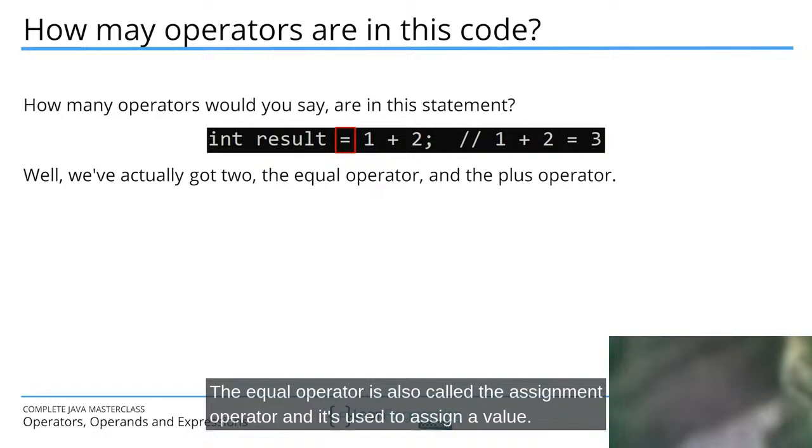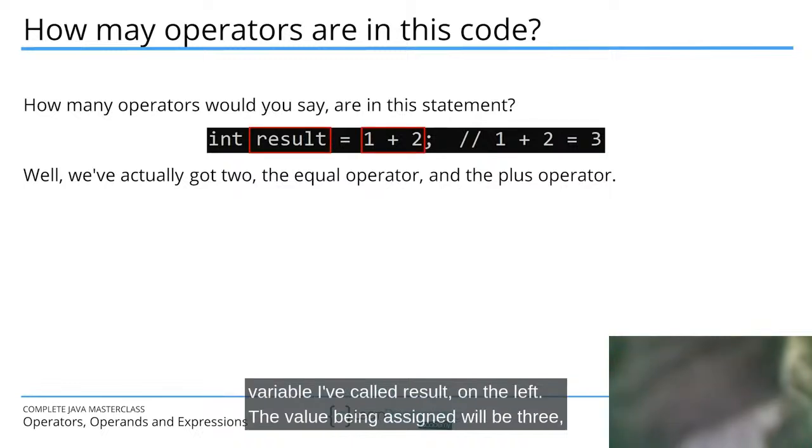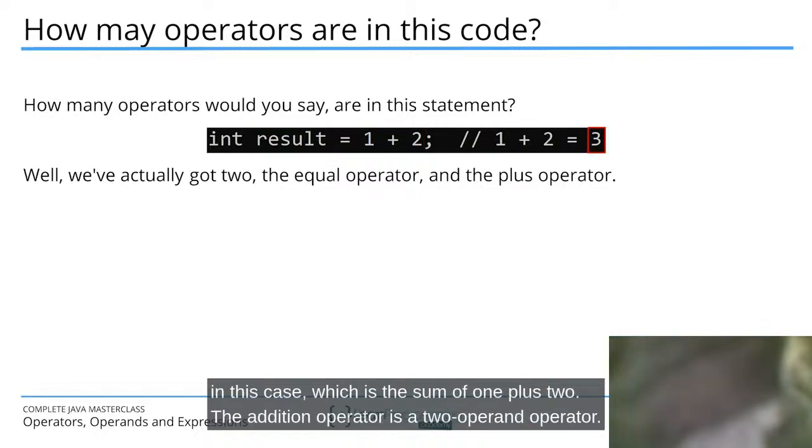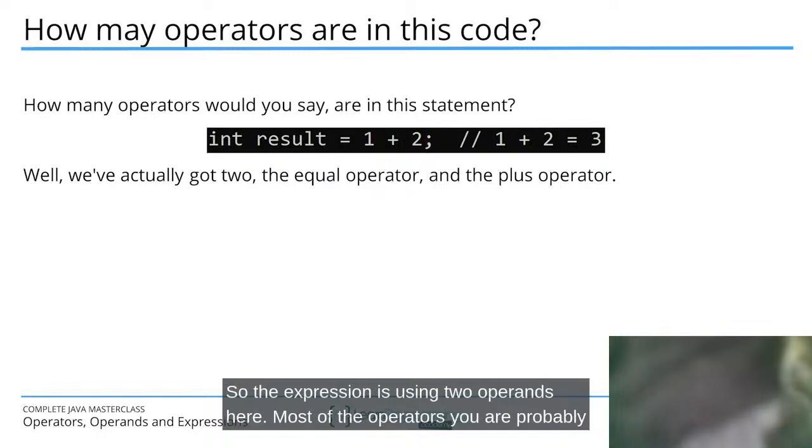The equal operator is also called the assignment operator, and it's used to assign a value. In this case, it's assigning what's on the right-hand side of the equals operator to the variable I've called result on the left. The value being assigned will be 3 in this case, which is the sum of 1 plus 2. The addition operator is a 2 operand operator. It adds the operand to the left of the plus sign to the operand on the right. So the expression is using 2 operands here. Most of the operators you are probably familiar with are used on 2 operands. An operand itself can be an expression and can contain multiple expressions and operands.